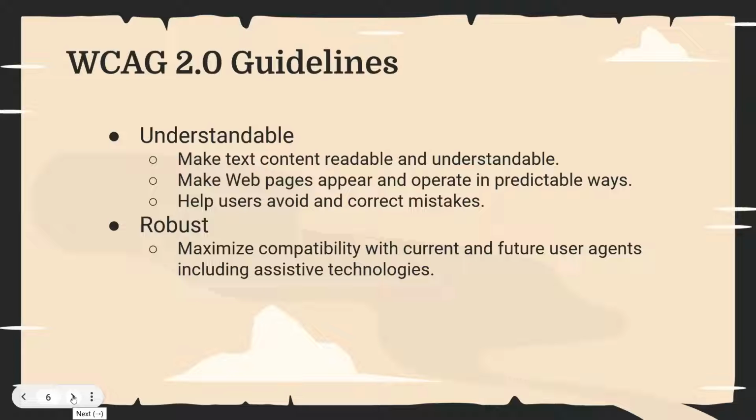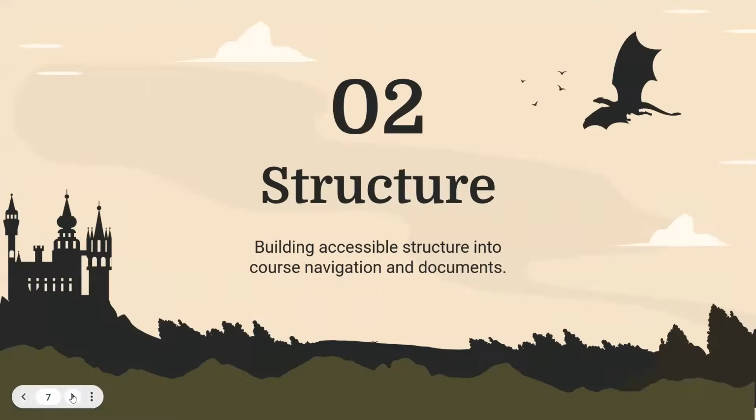So if you click here, is there a way to get back out? Is there an undo? Is there a back? Of course, we know in Canvas there is. And robust: maximize compatibility with current and future user agents, including assistive technology. So you're thinking about all of the things that could be possible as far as bringing in those accessibility tools to help all students. So now we're going to talk about what does that look like.